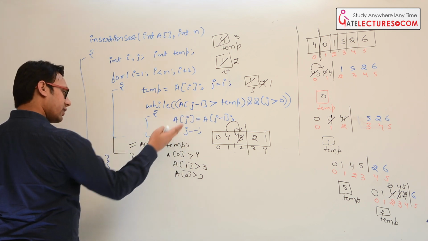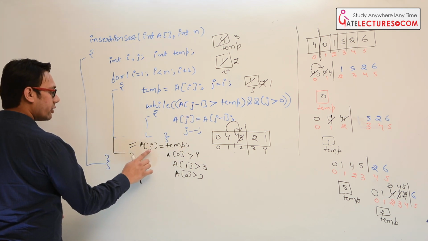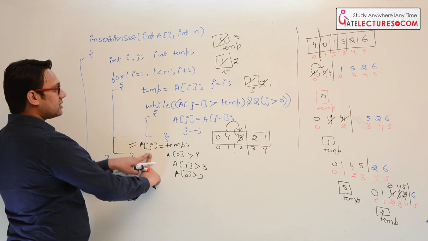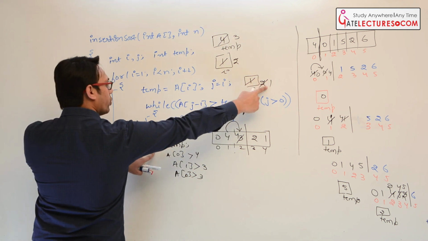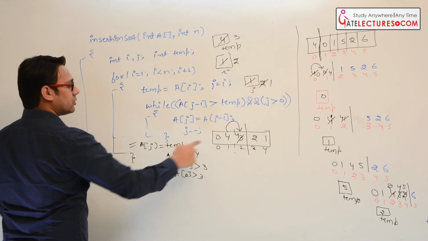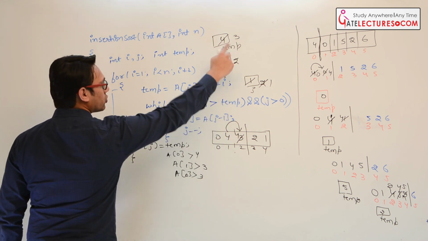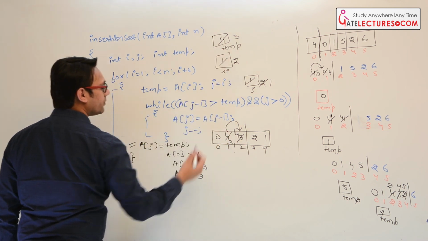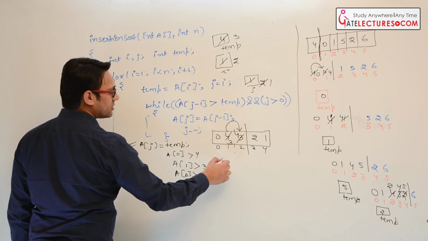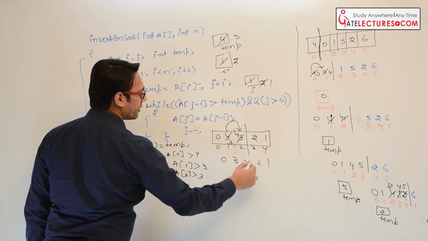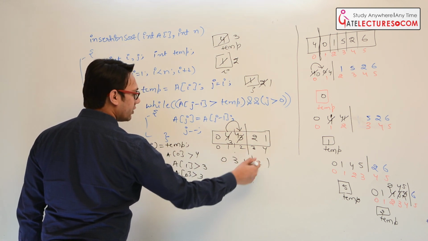This condition is failed, so we will come outside this while loop, but then we are going to make a of j, what is j? a of j is 1. a of j is equal to temp. So in the one location we store the value stored in temp, so 3 will be stored here. So the elements which we have are 0, 3, 4, 2 and 1. So next time the window will be shifted here.